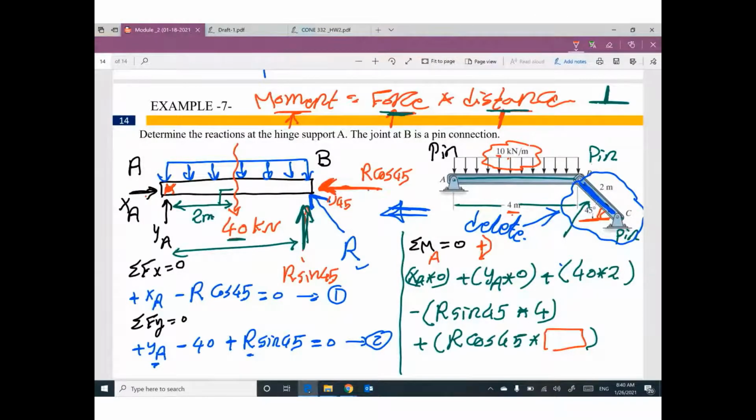Your force is horizontal. That means I'm looking for vertical distance, the vertical distance between this point and this point, point A. We don't have vertical distance in between, so your distance will be 0. It's a fatal mistake. It's wrong.